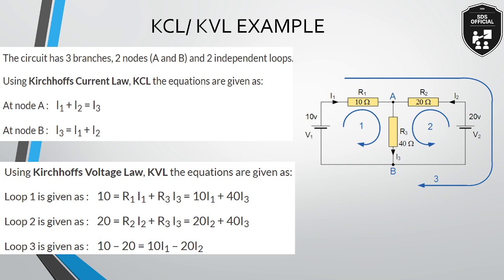Okay. So this is the example of KCL and KVL. Let us say this is a circuit and there is a voltage source of 10 volts. There are three resistances of 10 ohm, 20 ohm and 40 ohms, and there is another voltage source of 20 volts. So there are two nodes, node A and node B. Now if we apply KCL at node A, what will happen? I1 is approaching, I2 is also approaching the node, and I3 is leaving node A.